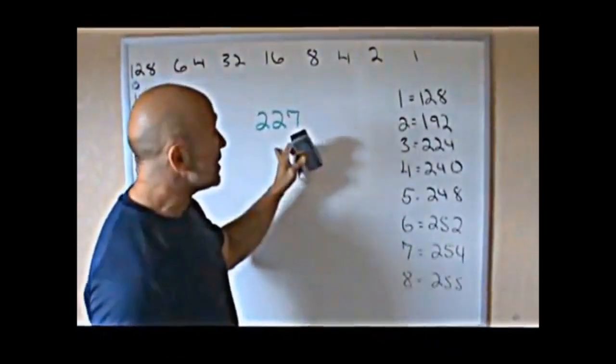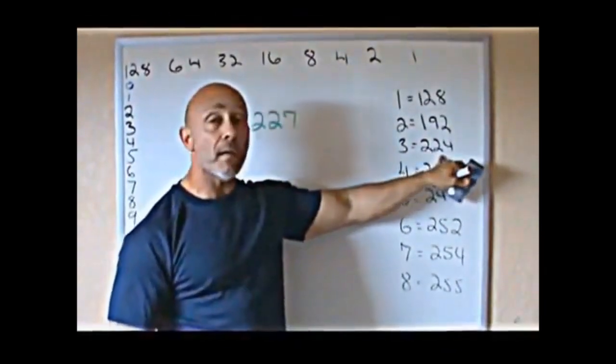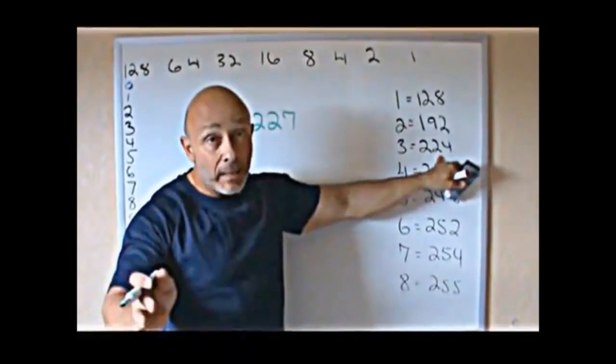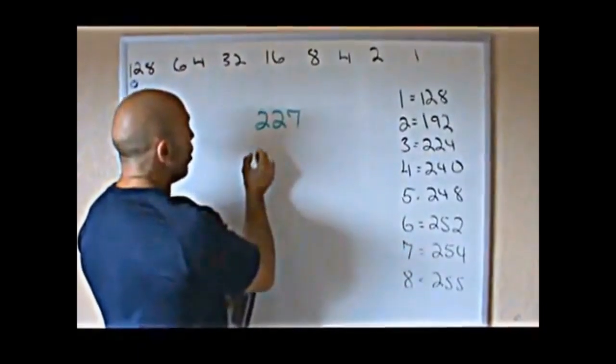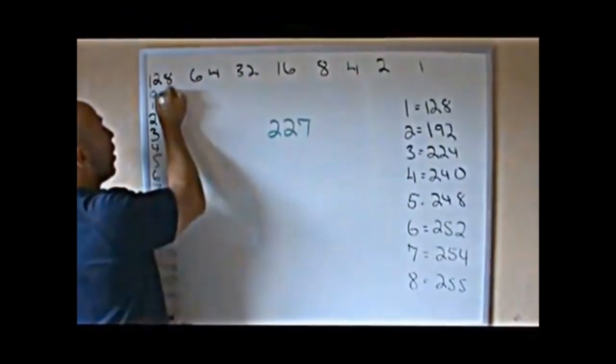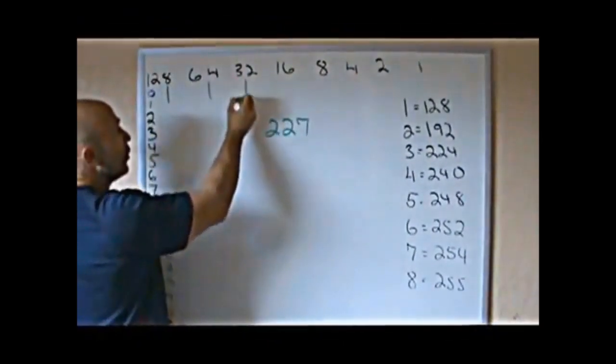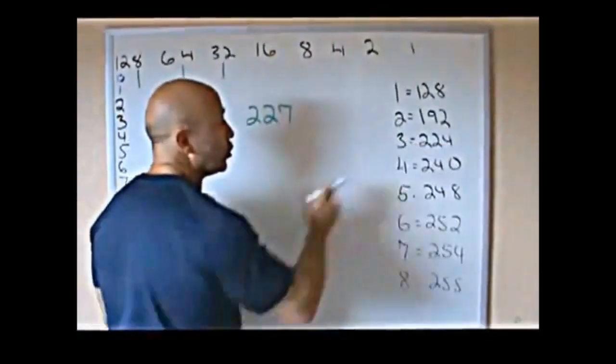So you got 227. Hey, look, this is where this table comes in handy. Alright? So if 3 bits, okay, so we got 1, I'll do it up here so you can see. 1, 2, 3. If you add these 3, you get 224.